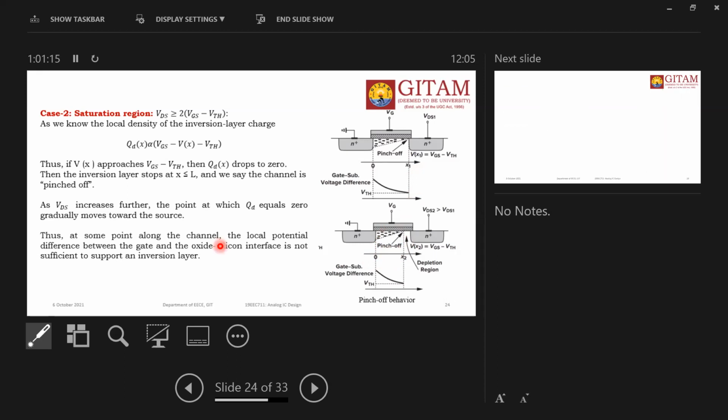Thus, at some point along the channel, the local potential difference between the gate and the oxide interface is not sufficient to support the inversion layer. Inversion layer is this; here there is no inversion layer. What is it saying? Because of this condition, the local potential difference between the gate and its oxide is not enough to establish the channel here.